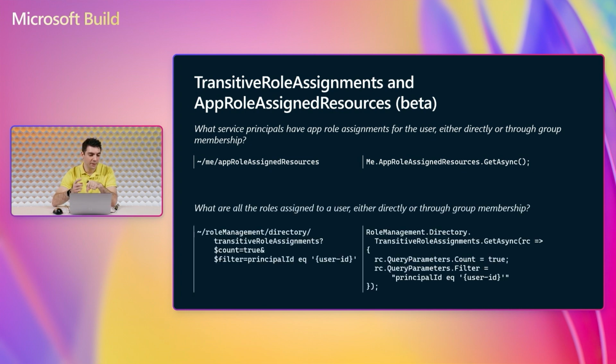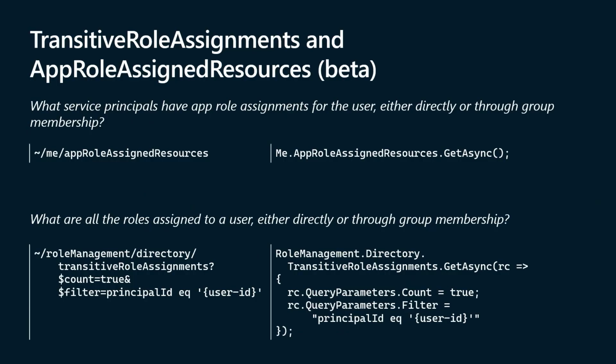The opposite, so another API that is related to roles instead of app roles, works like this. So we have a role management part in the Graph APIs and a transitive role assignment API that requires, again, count and the eventual consistency header to work. In this case, we are filtering principal ID equal to user ID to get all the roles assigned to that user ID.